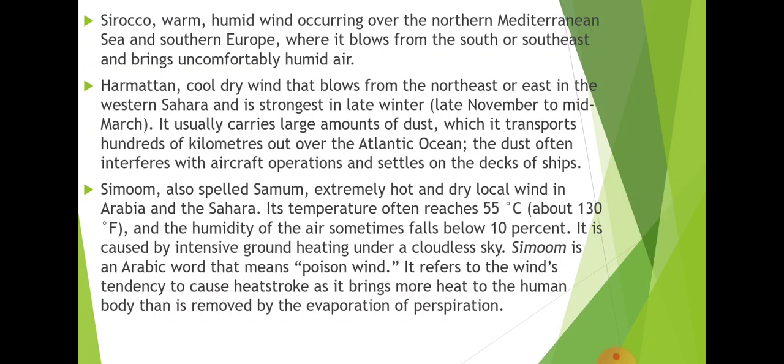Next one is Harmattan. Harmattan is a cool dry wind that blows from the northeast or east in the Western Sahara. It is the strongest one, and it blows in late winter, from November to mid March. The Harmattan usually carries a large amount of dust, which is transported hundreds of kilometers over the Atlantic Ocean. So what does it create?